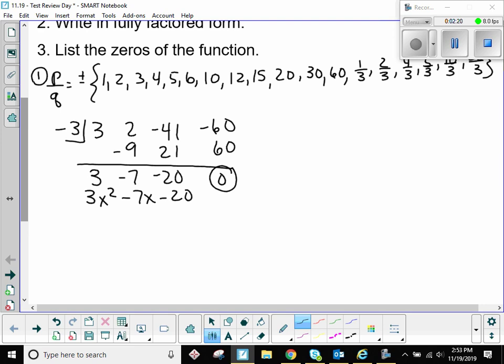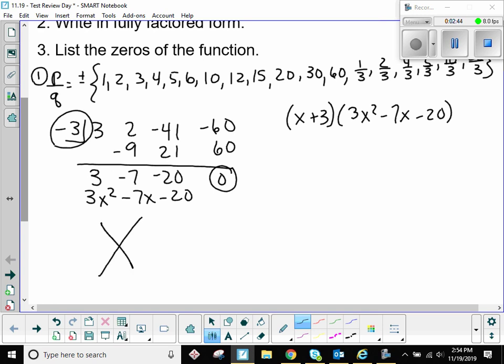One thing I want to say here is, at this point of the problem, these are our current factors. We have x plus 3 from this one, and then we have the 3x squared minus 7x minus 20. But we have to keep factoring that piece, okay? And so then we can do the swing method here, or factor by grouping. What multiplies to -60 and adds to -7?